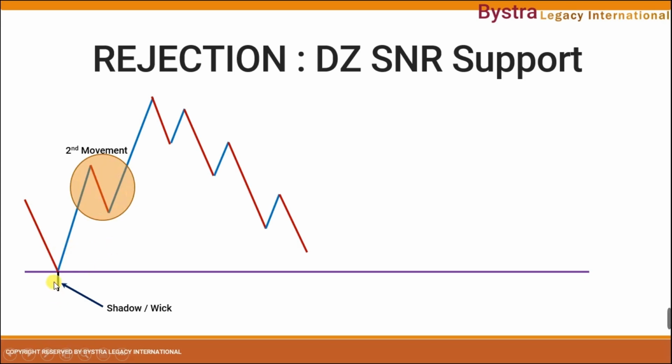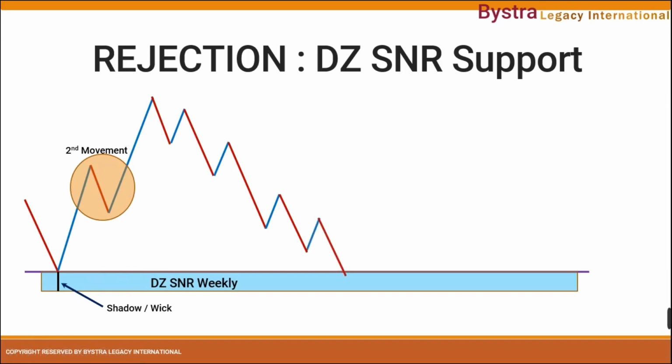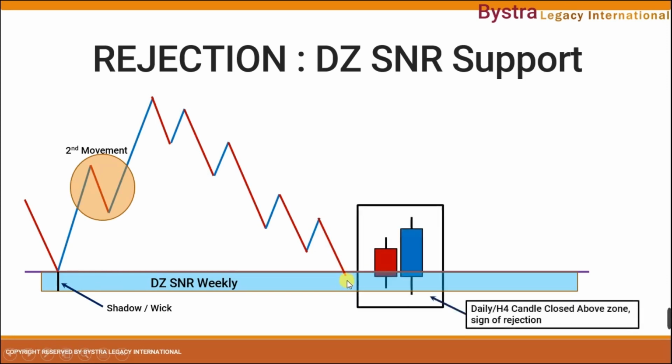And this will be our shadow or the wick of the candlestick chart. So we mark the whole zone from the edge of the support all the way to the wick or the shadow of the candlestick. So this is our danger zone SNR weekly at the support. Okay. So when price comes into this zone, the first thing that we need to look for is that the price at the H4 or the daily time frame closes above the zone with a sign of rejection.